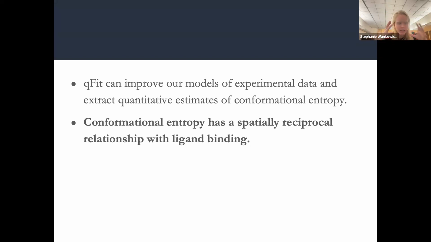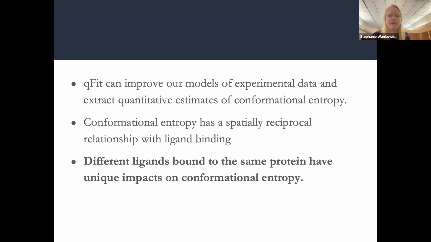But this is critically important for thinking about all of the biology that exists in our experimental data. But by poorly modeling it, we're not extracting it. And so if we can improve our modeling and reduce the burden on modelers by making a lot of this automated, then we can extract more of this information. And finally, different ligands bound to the same protein have unique impacts on conformational entropy.